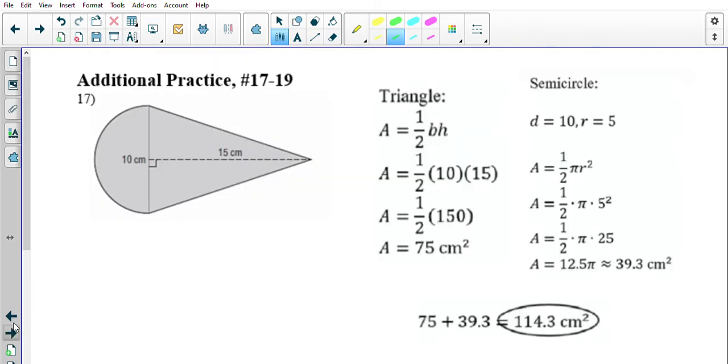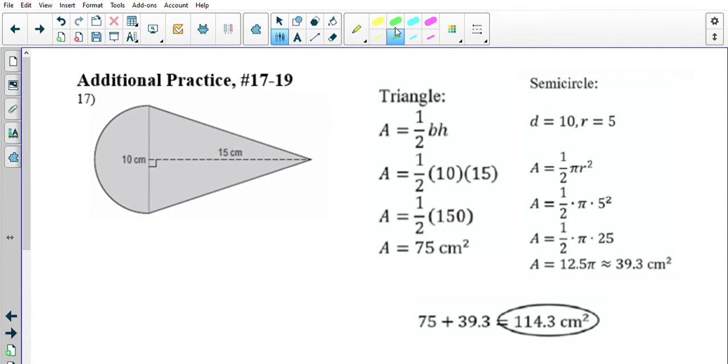So there's some additional practice, number 17 through 19. These are ones that I'll actually probably suggest you try on your own a little bit. But let's go through these together here in the video. And you might be listening to this if you've already tried the questions, and that's okay too. So number 17 looks a lot like our first question, number 12, the ice cream cone.